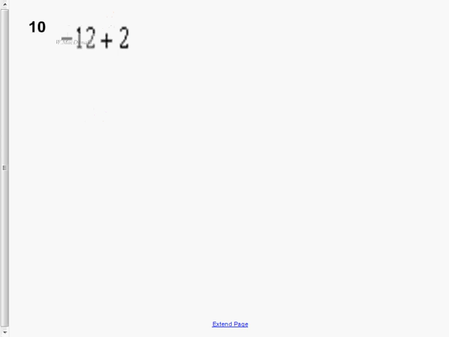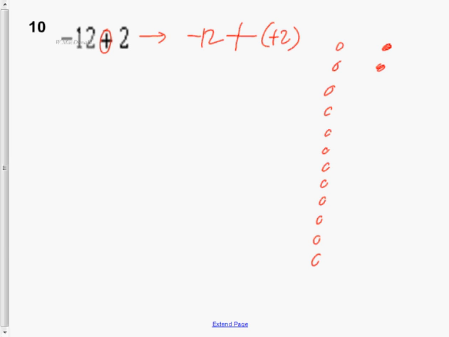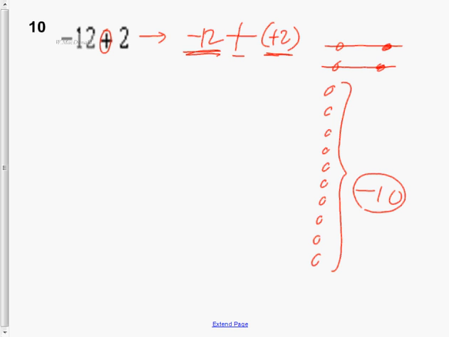Question 10, negative 12 plus 2. Sometimes it might be easier for people who struggle with this to rewrite it as negative 12 plus positive 2, since that's a plus sign, which means this 2 is positive. If I have 12 negatives, 1, 2, 3, 4, 5, 6, 7, 8, 9, 10, 11, 12, and 2 positives, these will create zero pairs, and I'll be left with negative 10. Or if I owe $12, but I get $2 for my birthday, in effect, I can pay off my debt, and now I only owe $10. So the answer is negative 10 for the sum of those two.